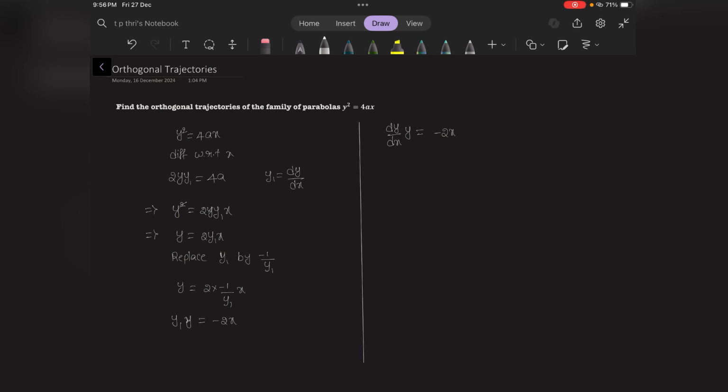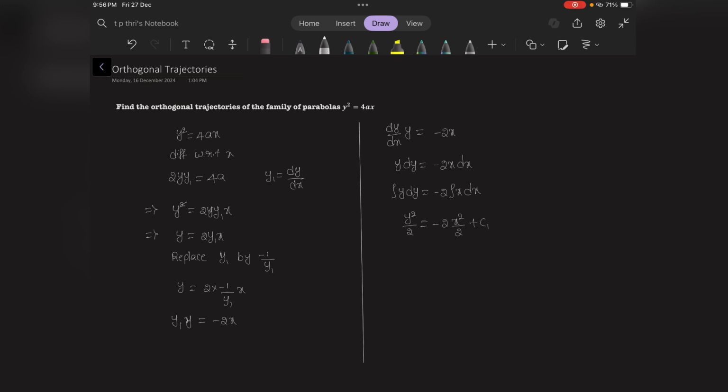Now I am going to separate variables so that we can integrate and get the required orthogonal trajectories. So left hand side y dy is equal to minus 2x dx. Now I will integrate on both sides. Integral y dy is equal to minus 2 into integral x dx. So I'll get y square by 2 is equal to minus 2 into x square by 2 plus c1.